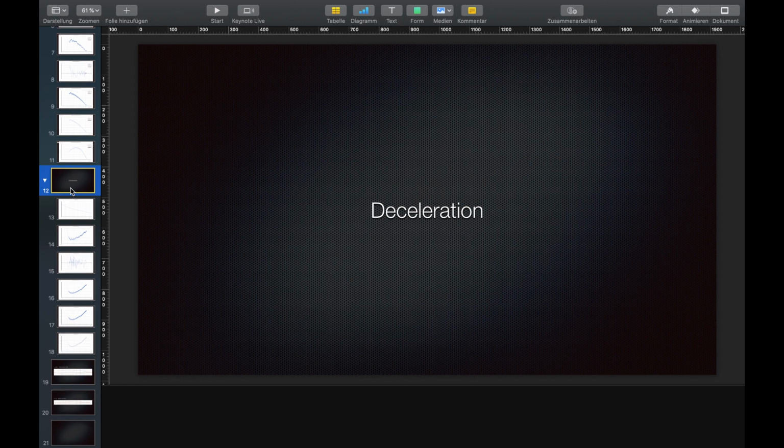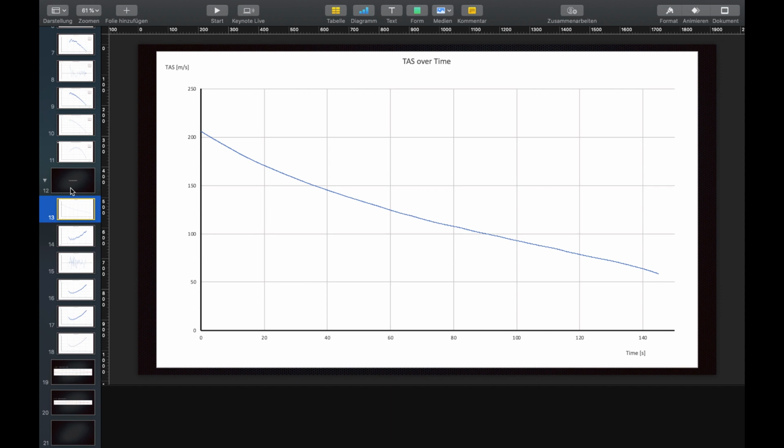So what I did, again, I took a slice of the flight envelope by decelerating the aircraft from its maximum airspeed, about 215, 210 meters per second, very close to the ground, 500 feet of pressure altitude. I decelerated until I reached stall speed. It took about 150 seconds, and here's how the true airspeed changed over this time period.